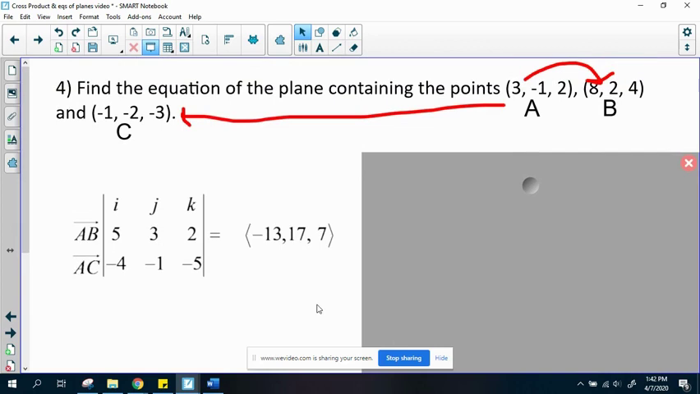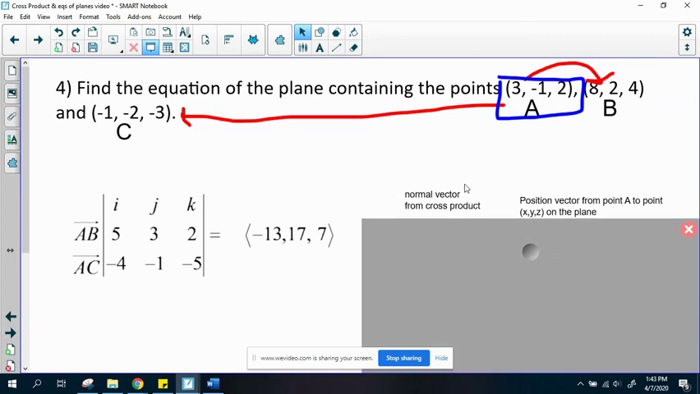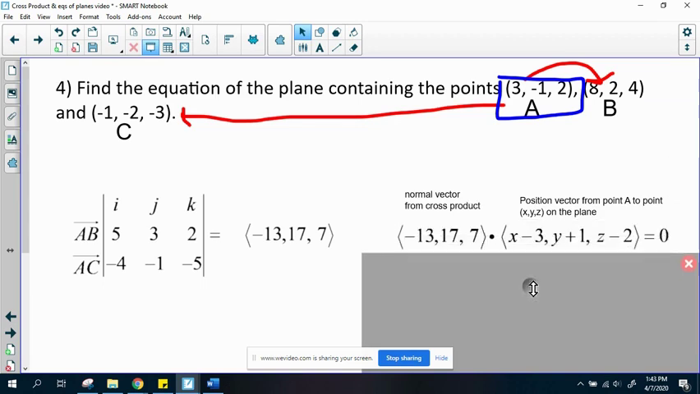Now, this vector that I created is normal to the plane. I'm going to use point A, just because I always like to use the first one, or sometimes the one with a lot of zeros in it. I'm going to dot the normal vector from the cross product with the position vector from point A to another point in the plane, x, y, z. Because they're orthogonal, perpendicular, when I dot them together, they're 0.